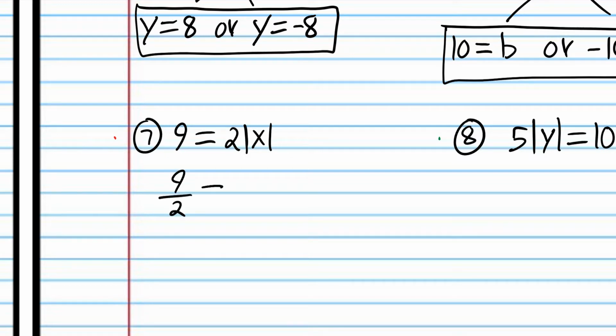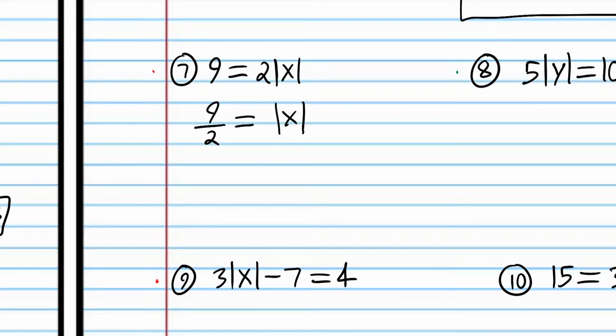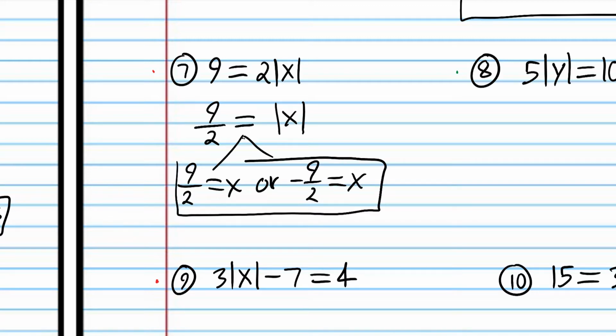So we have 9 over 2 is equal to absolute value of x. And now we've isolated the absolute value expression, so we can break it up into parts. So 9/2 is equal to +x, or -9/2 is equal to x. And those are the solutions.